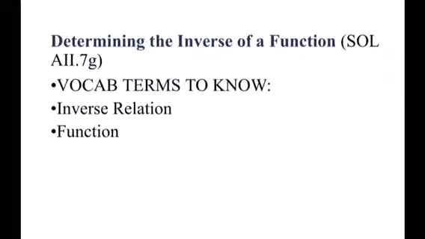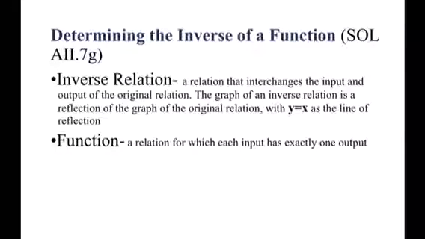Vocab terms to know: inverse, relation, and function. The definitions of these terms. Inverse relation: a relation that interchanges the input and output of the original relation. The graph of an inverse relation is a reflection of the graph of the original relation, with y equals x as the line of reflection. Function: a relation for which each input has exactly one output.